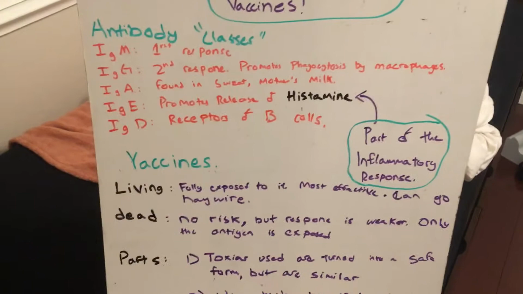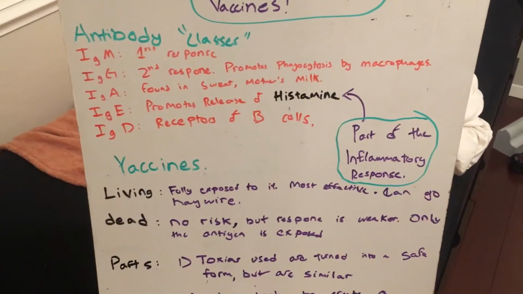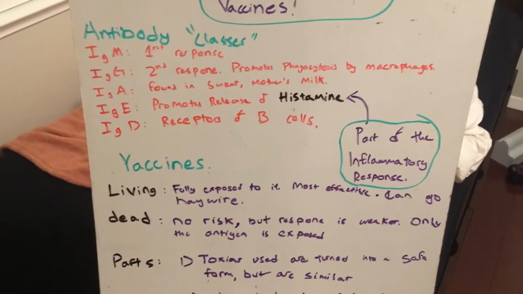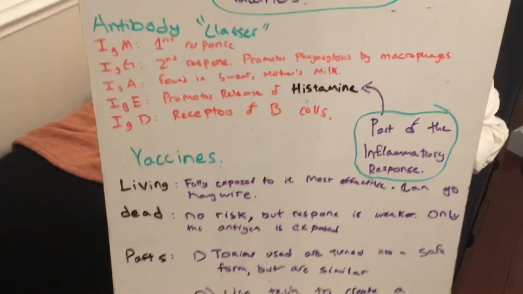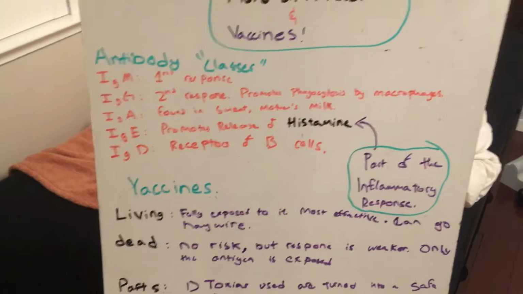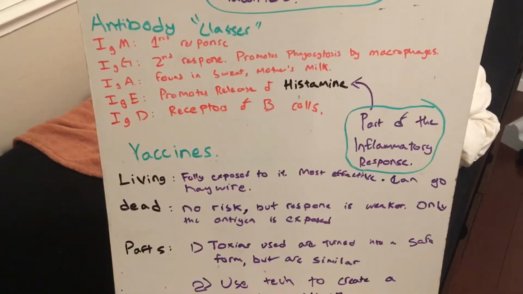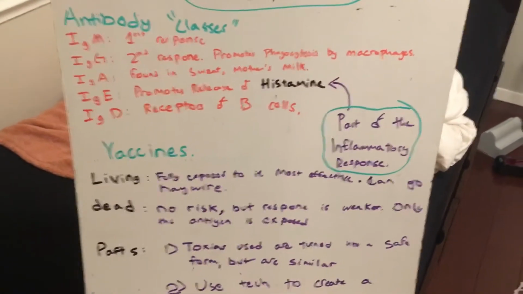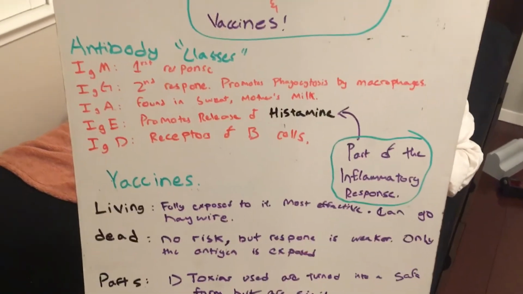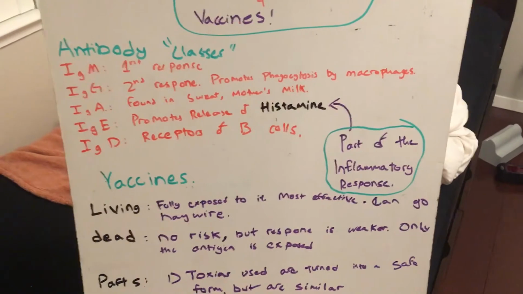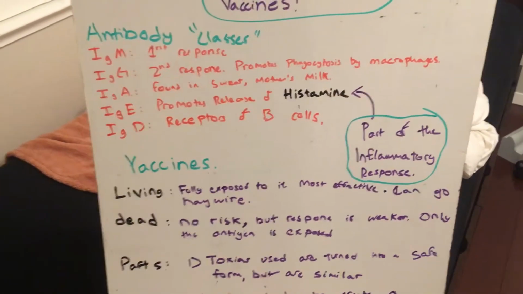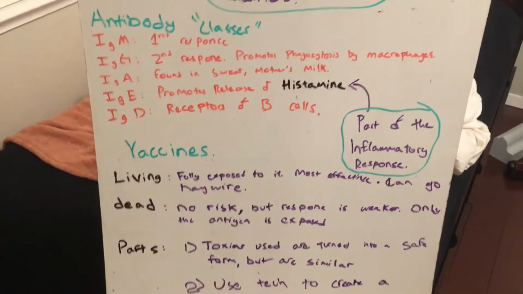We talked about histamines in a couple of videos prior. It's just part of the inflammatory response, and it's responsible for stuff like blood cell dilation and stuff like that. Finally, we have immunoglobulin D, which are like the receptors of the B cells. You can watch a previous video of mine where I talk about the B cells, their origin, and stuff like that. Right now, the vaccines.